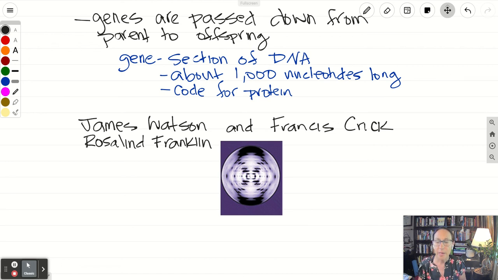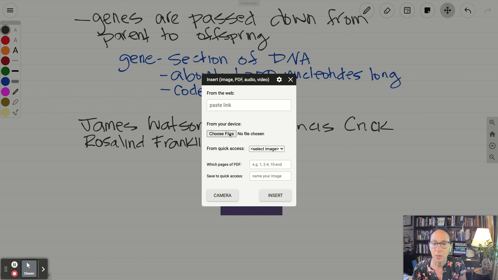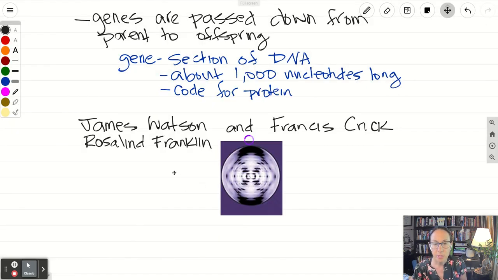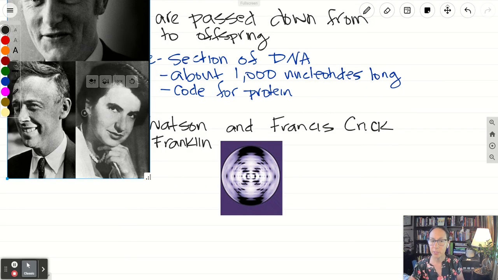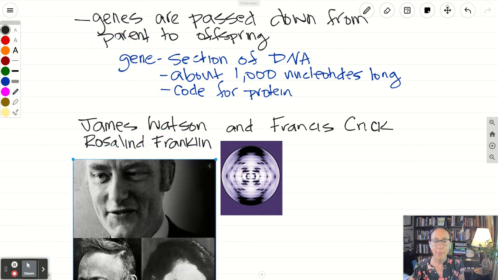And so, unfortunately, Rosalind Franklin died before the Nobel Prize was given out, and she died because she got cancer from working on X-rays all the time. So, X-rays are very dangerous, and they can give you cancer. And so, sadly, she didn't get the credit for the structure of DNA, but James Watson and Francis Crick did. But she is definitely in history as being a contributor.